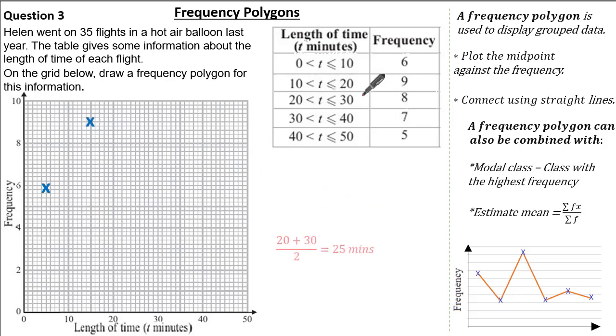The next midpoint would give me 25 minutes, plotted against the frequency of 8, which gives me my point here. The next midpoint would be 35 minutes, plotted against a frequency of 7, gives me my point here. And the final midpoint would be 45 minutes, plotted against a frequency of 5, gives me my point here. Remember to connect using straight lines.